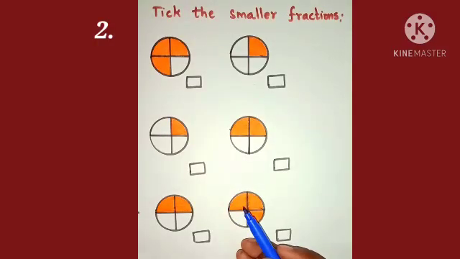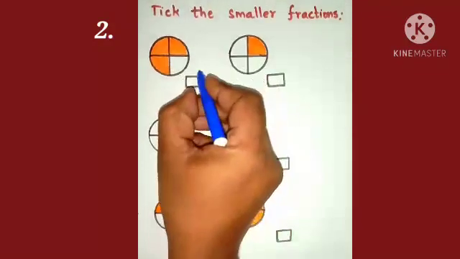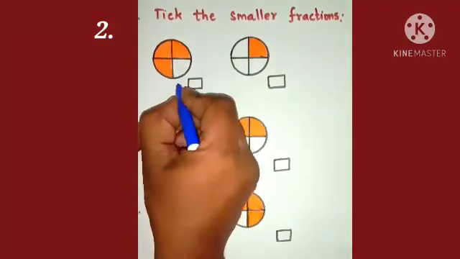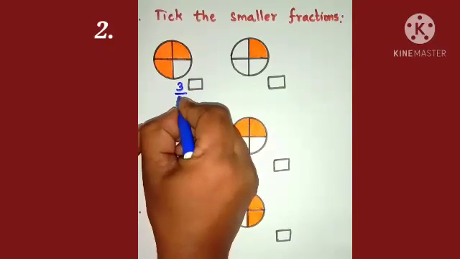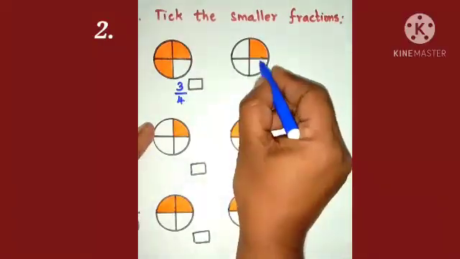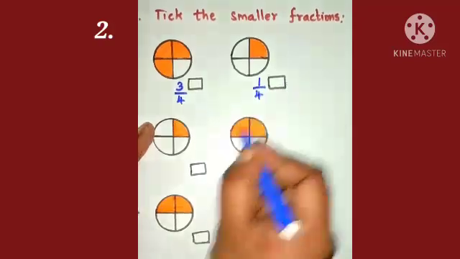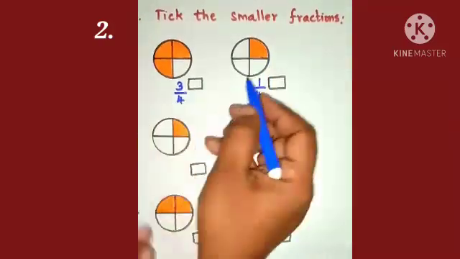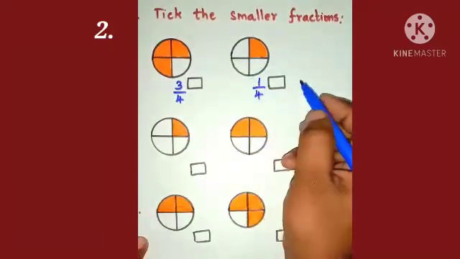Take the smaller fractions. Here we know how to write down the fractions of each shaded portion, isn't it? Here 3 parts are shaded out of 4, so 3 by 4, and here 1 by 4 fraction. So one part is shaded out of 4 equal parts.